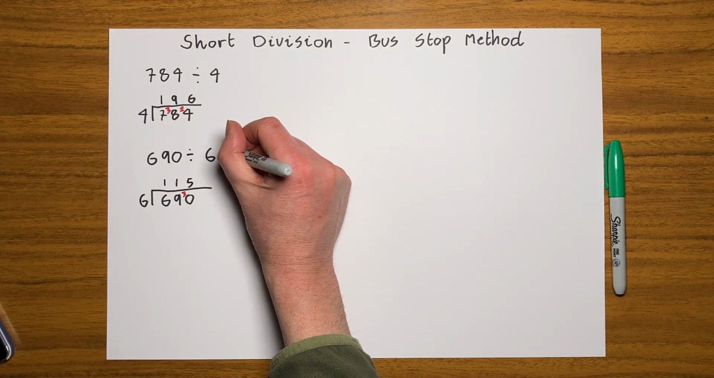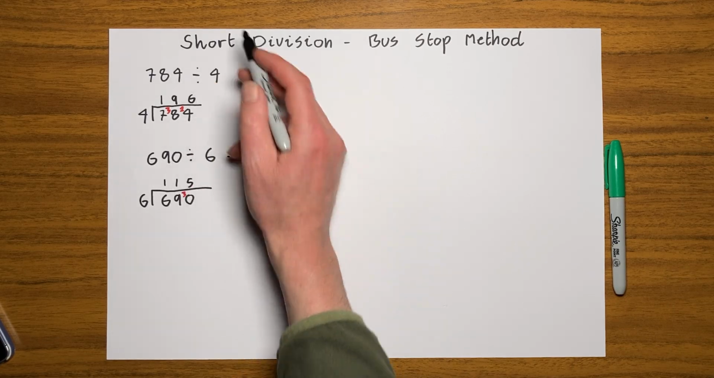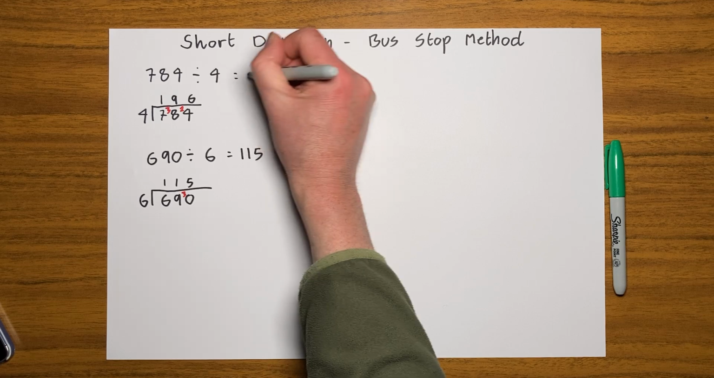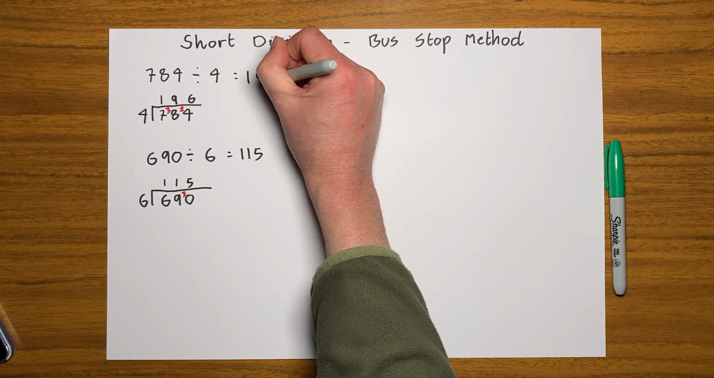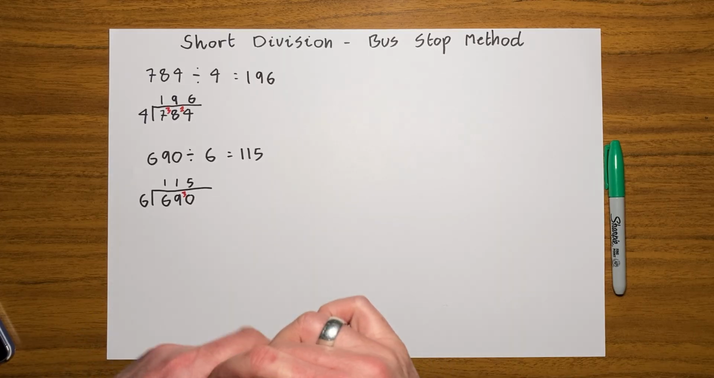I should probably have actually put the answer here. Would look nice, wouldn't it? 115. And this one is 684 divided by 4 is 196. Let's do one more example, and then we'll have a look at some with some remainders.